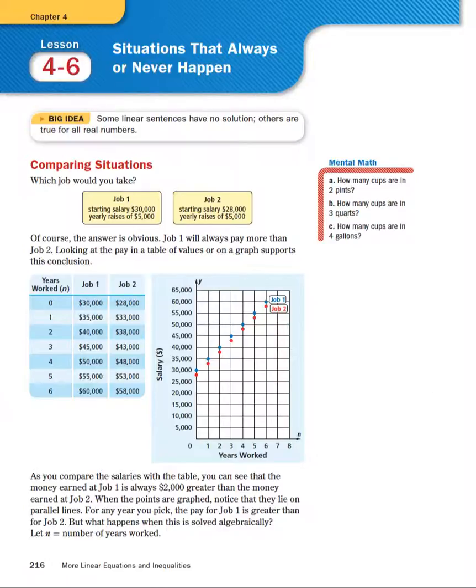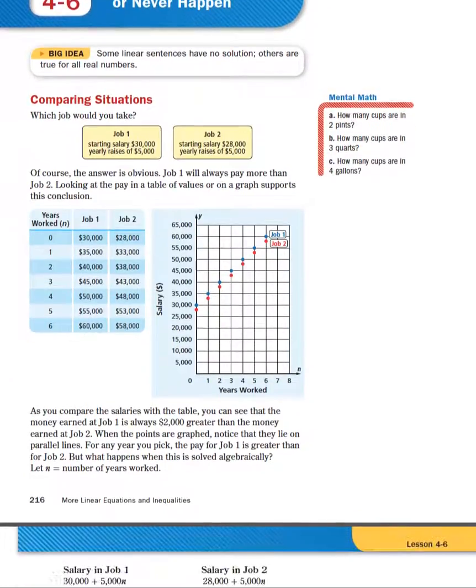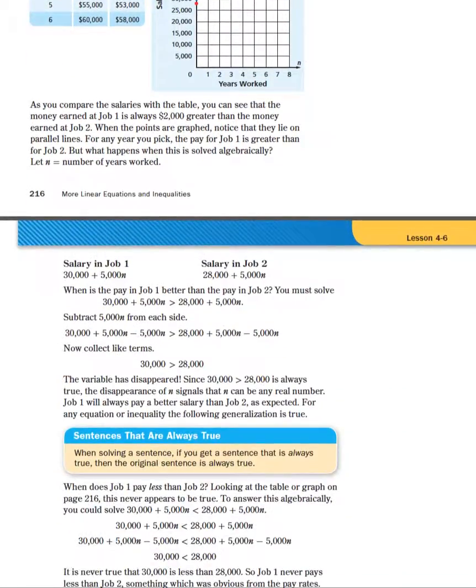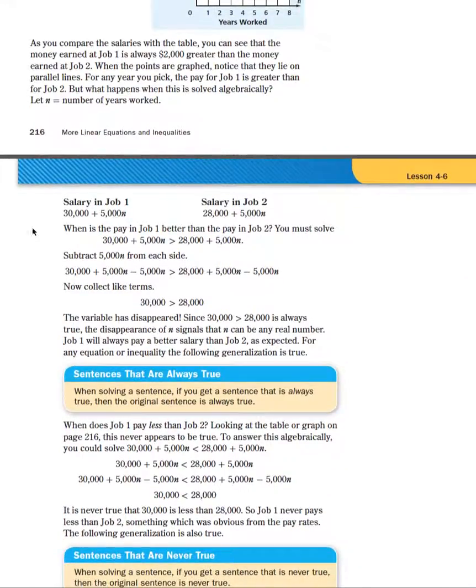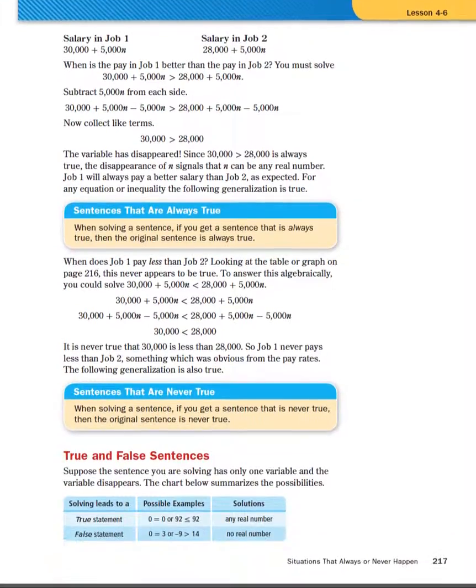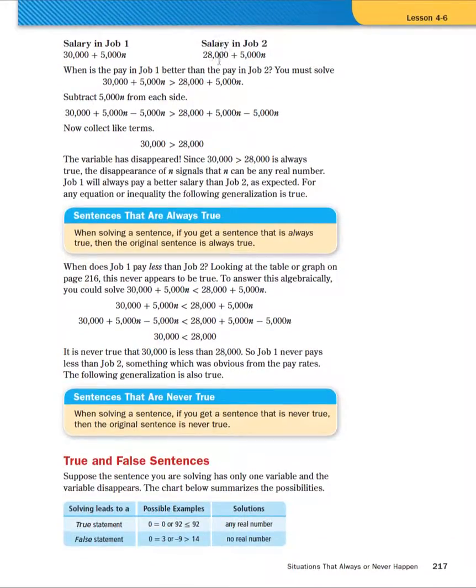And this is a situation where they never happen. It never happens that the two jobs pay the same money. One of the ways we can see that is if we run through this equation here, where we have the two expressions, and we compare them. We show that job one is greater than job two.